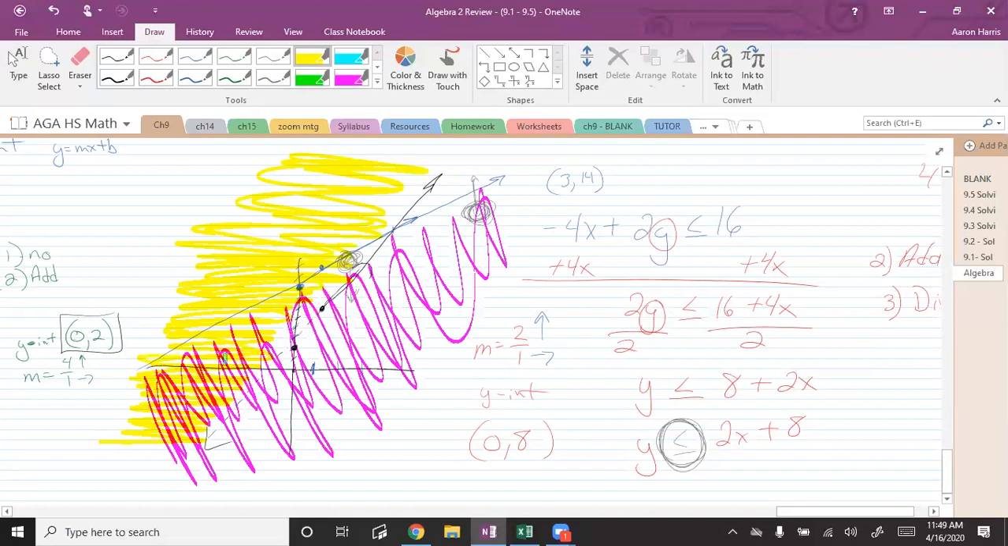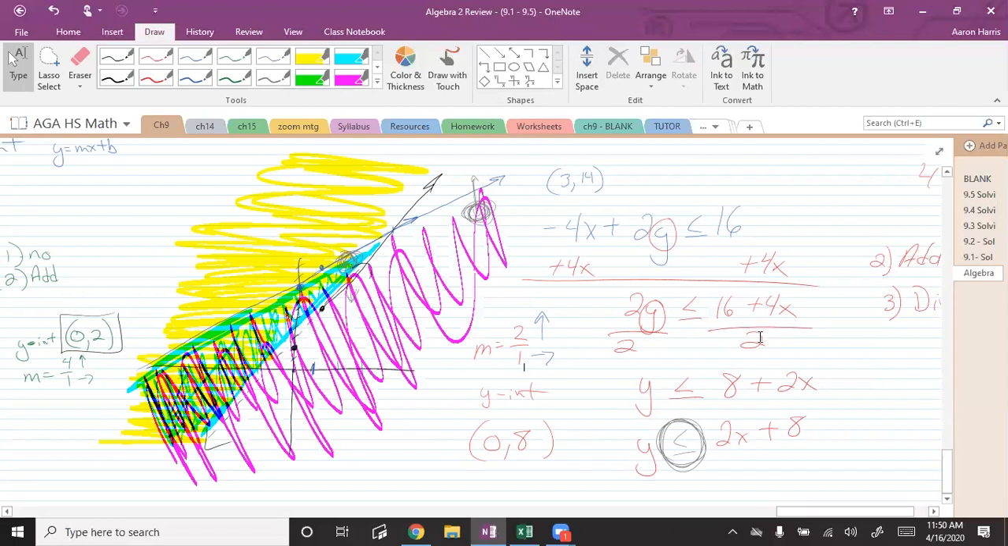So where's the double shaded region? Where they cross. The double shaded region's in between them. Do you see where I shaded? Okay. So anything in that double shaded region would make both equations true. Are we good on that? Yeah. All right. So that's all of chapter 9.